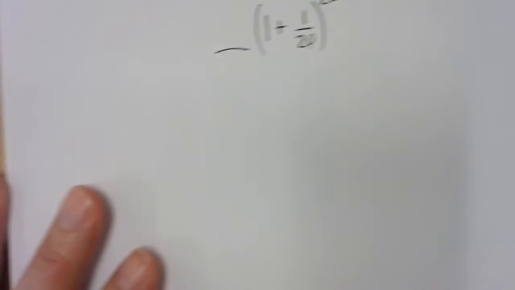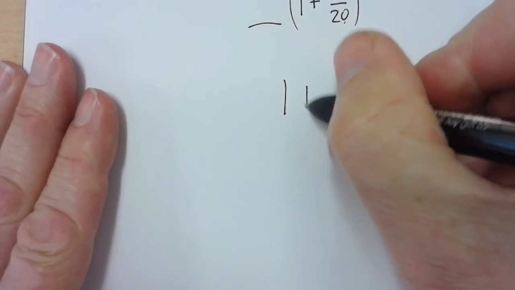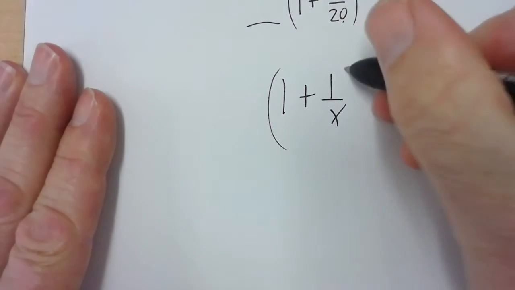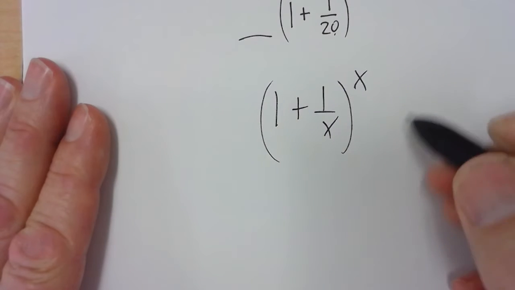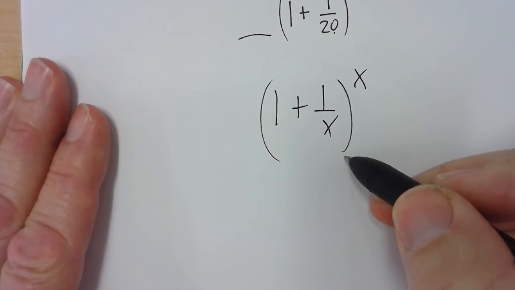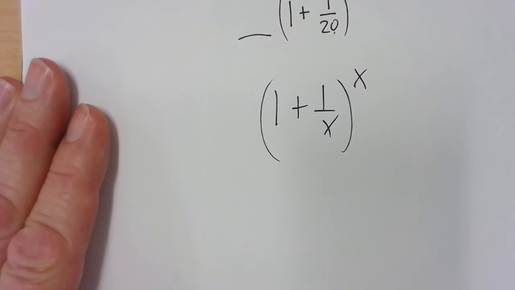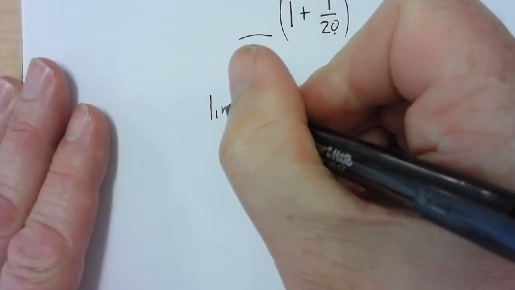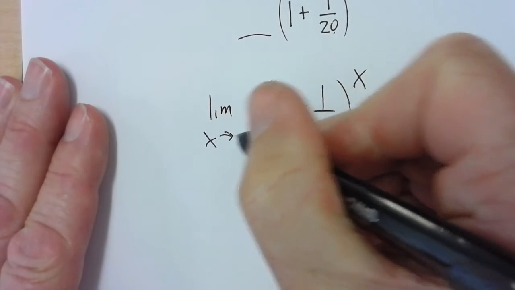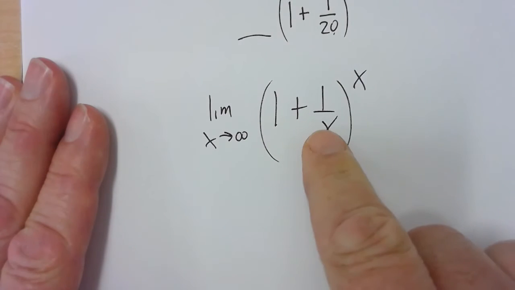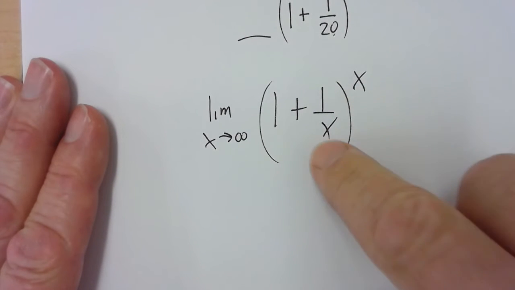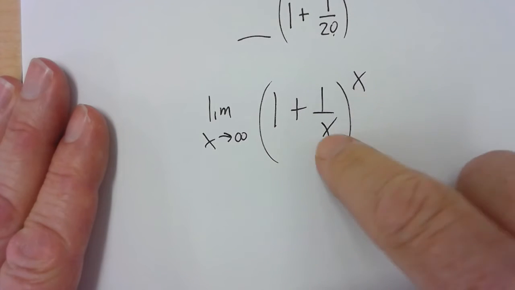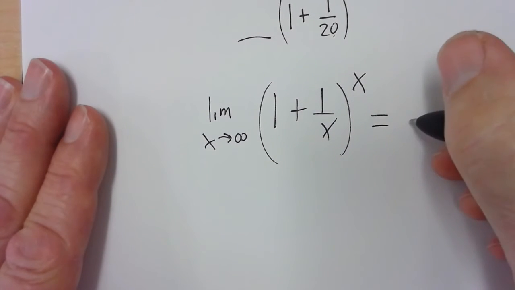So what we do is we go 1 plus 1 over x, to the x power. So this matches, and we make x really large. Well, the way that we make x really large is we say the limit as x goes to infinity. So we're putting larger and larger numbers in there. So we put 100, 1,000, 10,000, a million, a billion, right? And the answer to that is e.